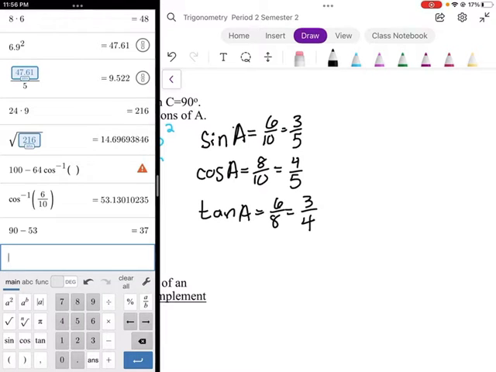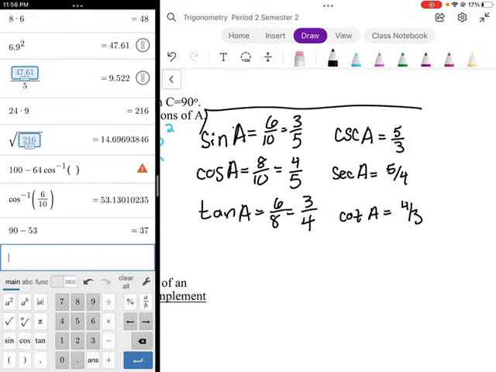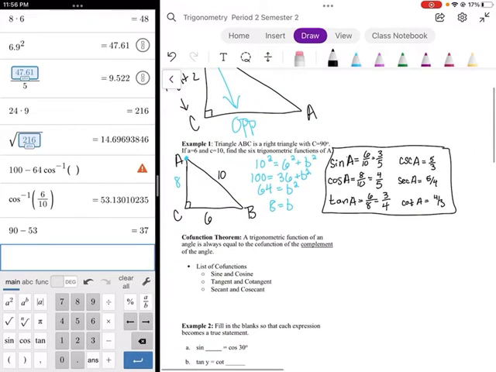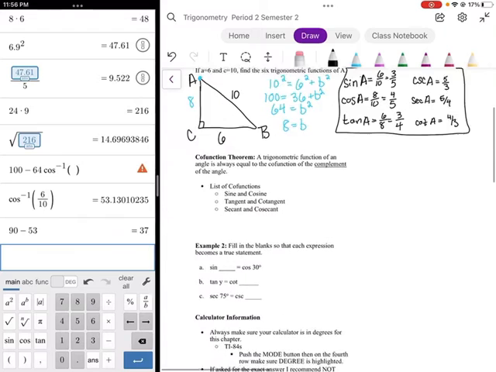And once we have our first 3 trig ratios, we can then find the reciprocal functions. So the cosecant of A would be 5/3. The secant of A would be 5 over 4. And the cotangent of A would equal 4/3. So that is how you can find all 6 of the trig functions when you are given a right triangle.